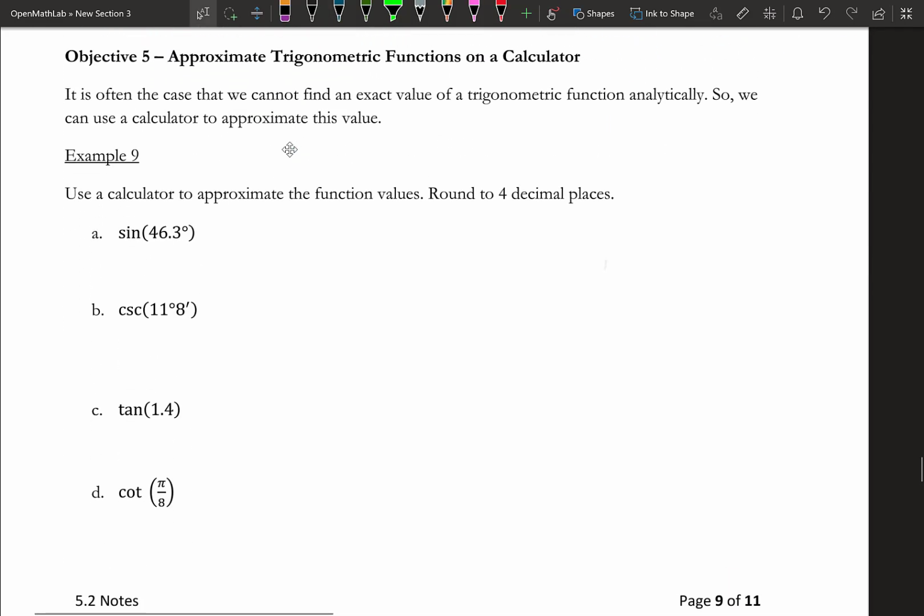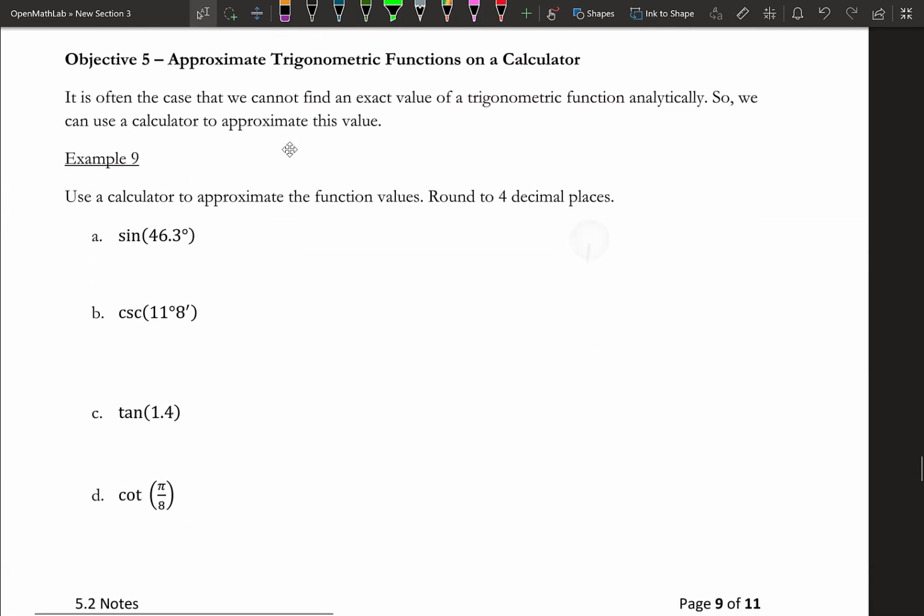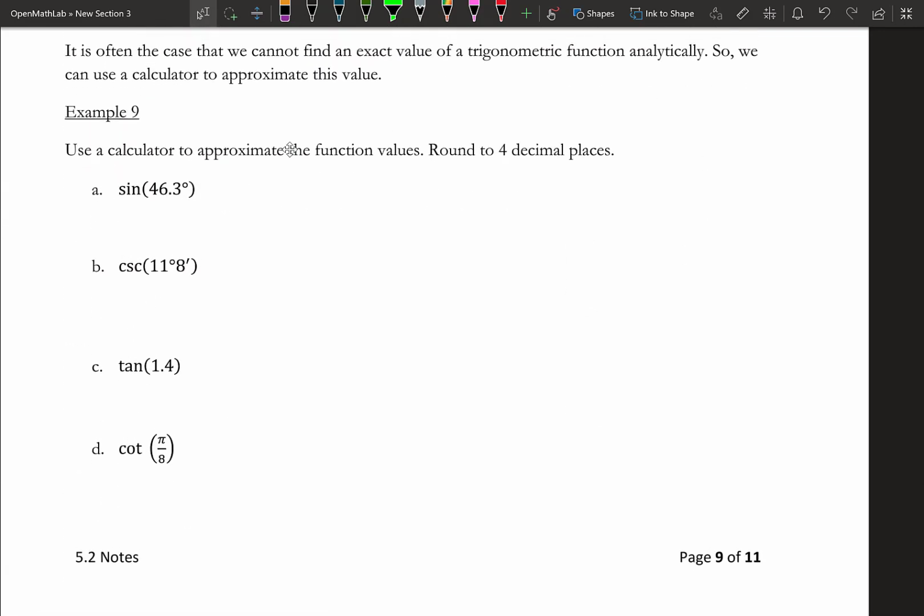All right, so then objective 5 is helping us with using a calculator to approximate trigonometric functions. It's often the case that we cannot find exact values of trig functions analytically like we've tried to do using 30, 60, 90, 45, 45, 90 triangles. So if we can't find the exact value, we can get an approximation by using a calculator.